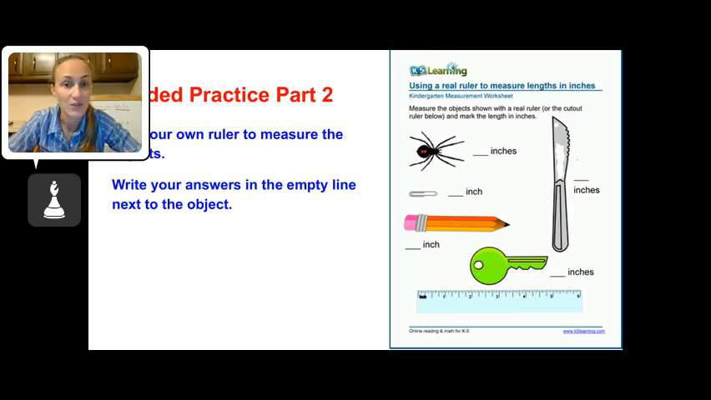Please give me the answer for the paperclip. Very good. Yes, it is 1 inch long. So give me the answer for the other 3 objects and we will compare them at the end of this practice.